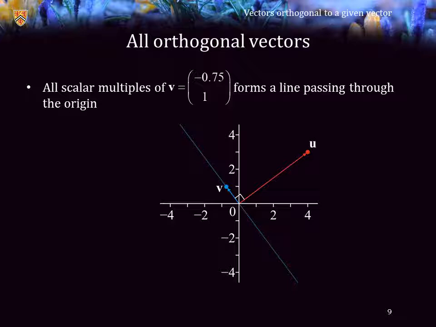Therefore, all vectors that are scalar multiples of our given vector v, which is (-0.75, 1), which we can see here in the second quadrant, all of these form a line, and every single point on this line, or every vector on this line, forms a vector that is orthogonal to our given vector u. Alright, so now we have found all vectors that are orthogonal to our given vector u.